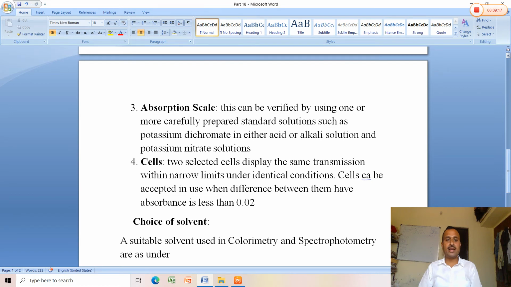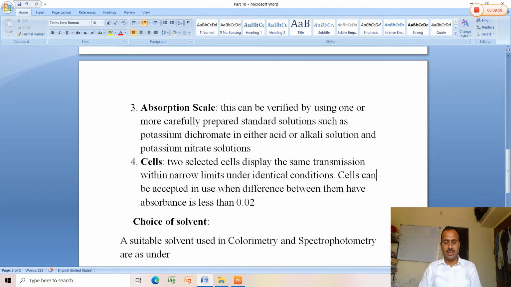Now the fourth one is the cells. Two selected cells should display the same transmission within narrow limits under identical conditions. If you take two cells, there is a correction that should be done. Cells can be accepted for use when the difference between their absorbance is less than 0.02. When we compare the cells, the comparative absorbance value of the two cells should be within 0.02.